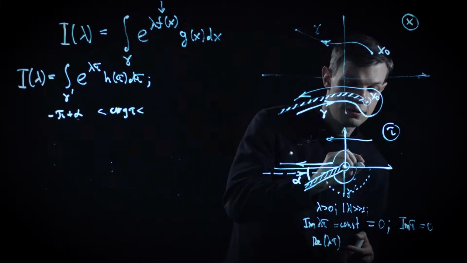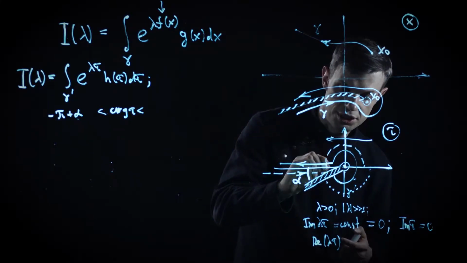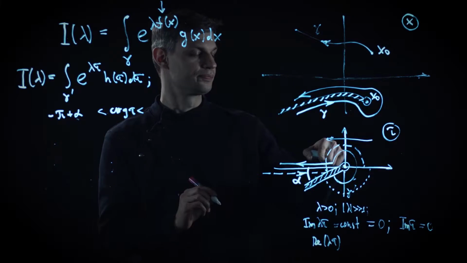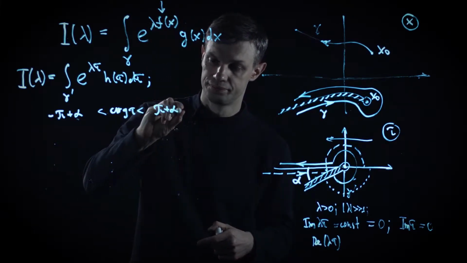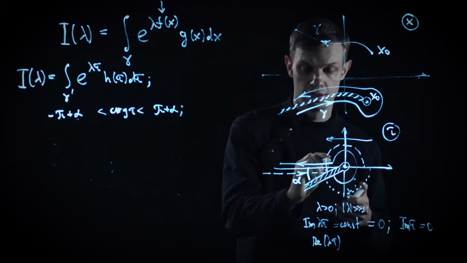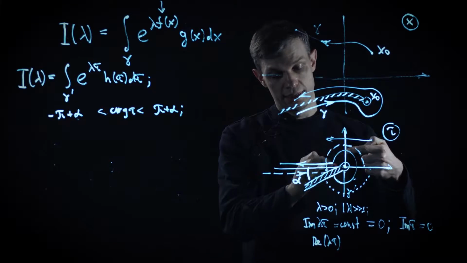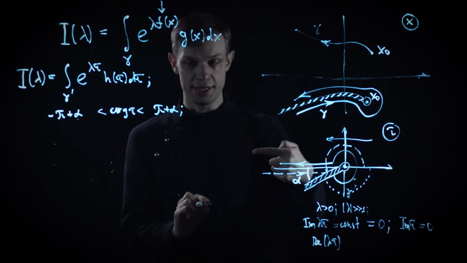And on the top, it reaches the value of pi plus alpha. However, after the deformation of our contour, as you see, the upper part of the contour leaves the origin in pi direction.